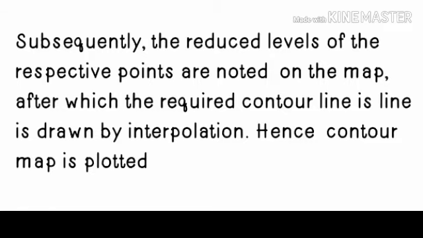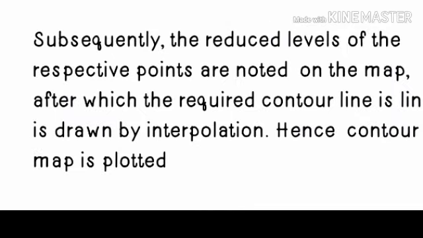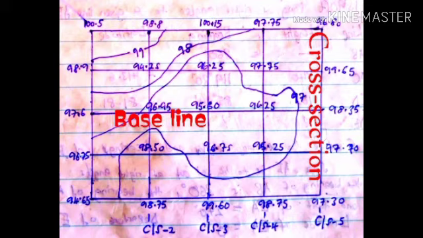Subsequently, the reduced levels of the respective points are noted on the map, after which the required contour line is drawn by interpolation. Hence, the contour map is plotted as shown. From the sketch, the middle horizontal line is the baseline and the vertical lines are cross sections.